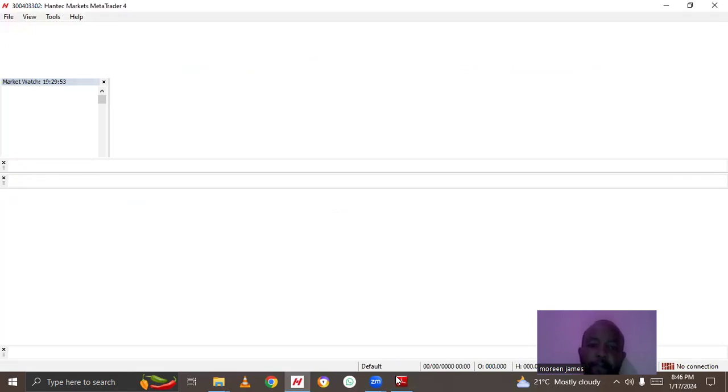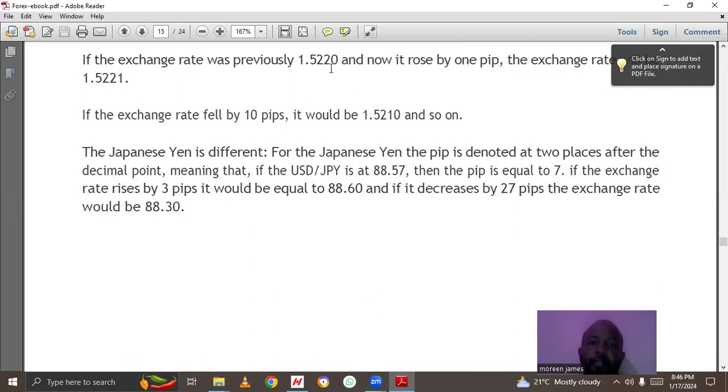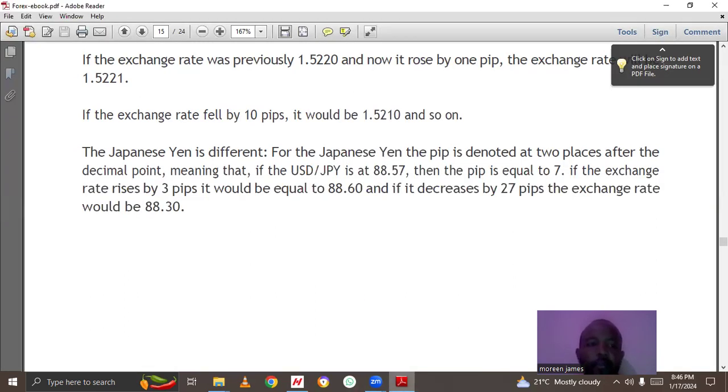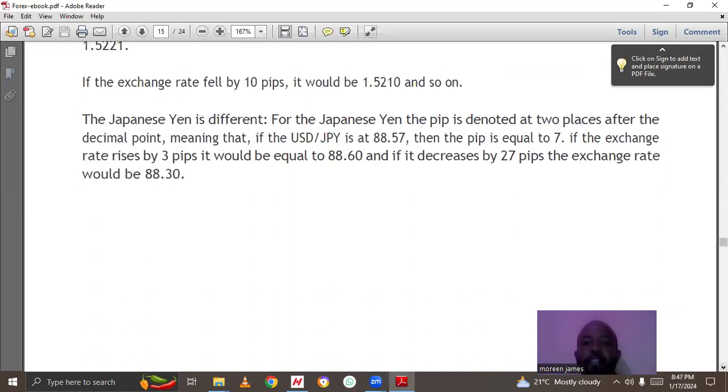So this is 5220. So this is 20 minus 10. That's why we get 1.5210, and so on. The Japanese yen is, however, different. For the Japanese yen, the pip is denoted at 2 places after the decimal point, meaning that if USD JPY is at 88.57, then the pip is equal to 7.